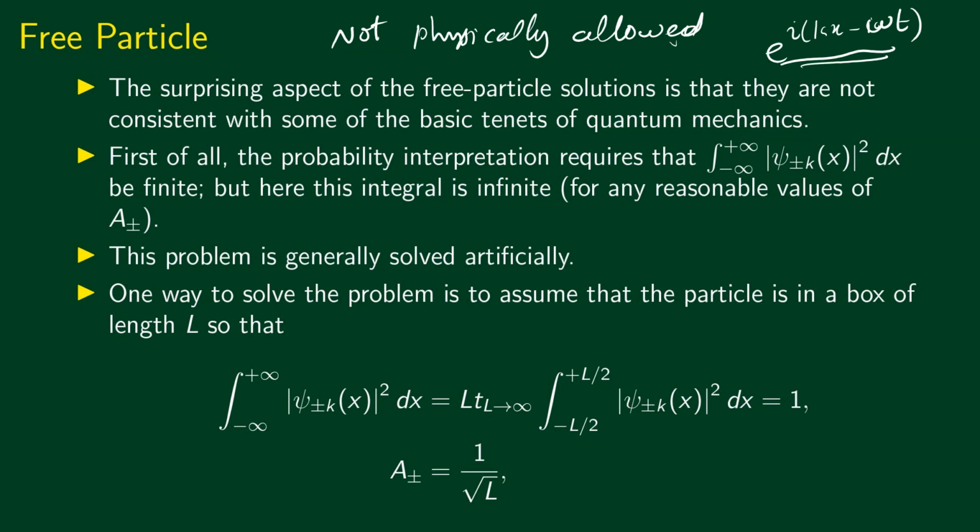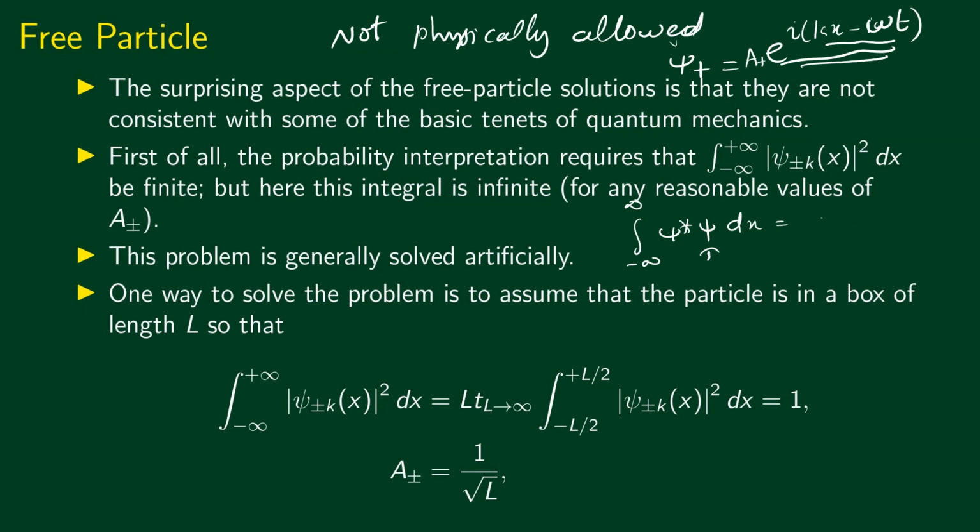Now, if this has to be a wave function, then we should be able to attach a probability interpretation to it. So let's say that psi plus is equal to some constant A plus times exponential i(kx minus omega t). Now, the probability interpretation says that the integral from minus infinity to infinity of psi star psi dx has to be equal to 1, or it has to be finite at least. If this is finite, then we can normalize the wave function by dividing it by the square root of this finite number.